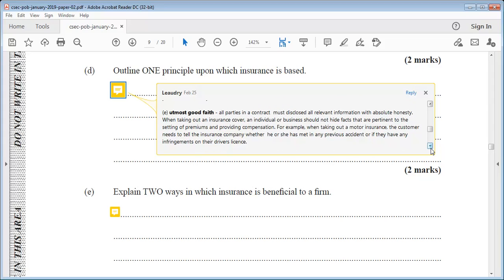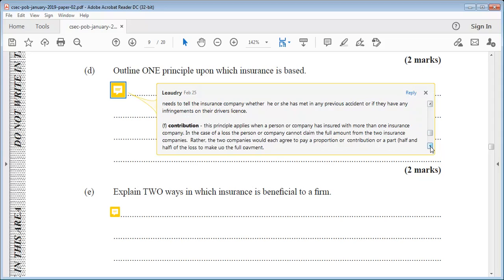Utmost good faith now. All parties in a contract must disclose all relevant information with absolute honesty. When taking out insurance coverage, an individual or business should not hide facts that are pertinent to the setting of premiums and providing compensation. For example, when taking out a motor insurance, the customer needs to tell the insurance company whether or not he or she has been in any previous accident or if they have any infringements on their driver's license. So it's very important to speak the truth.